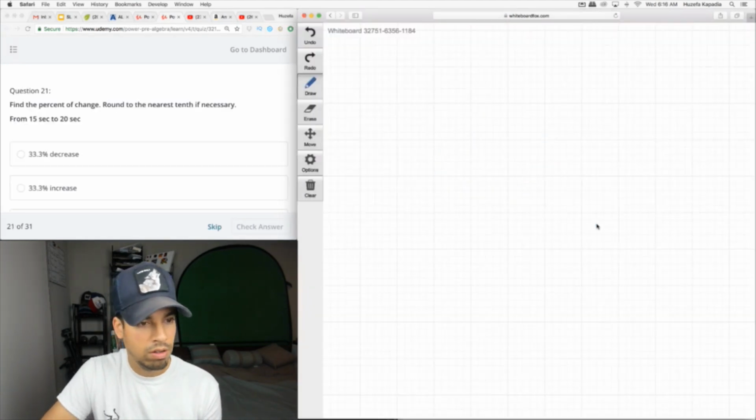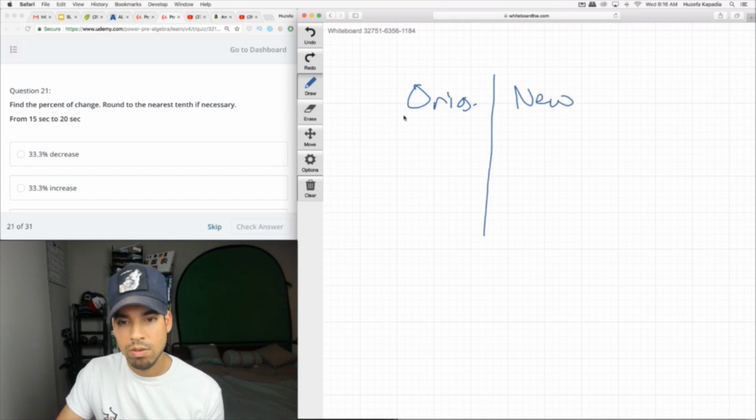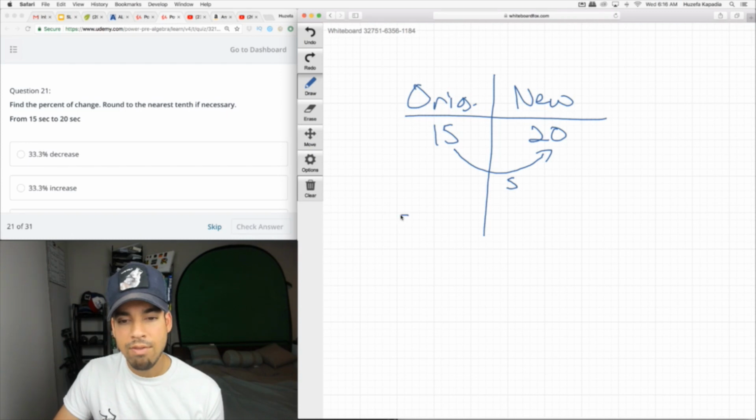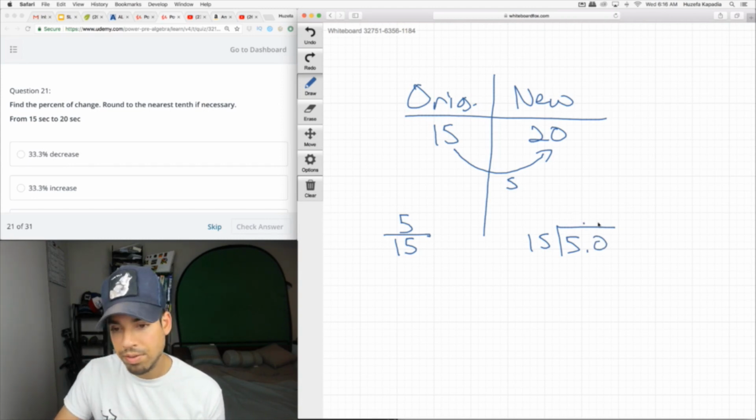Next question. Find the percent change from 15. Here's my original. Here's my new. From 15 to 20. The change is 5. And then we put that 5 over the original. And this gives us our percentage. So since it's 5 over 15, we do 5 divided by 15. Since 5 is 1/3 of 15, this will become 33.333%. We do another 3, right? It'll kind of go on forever.